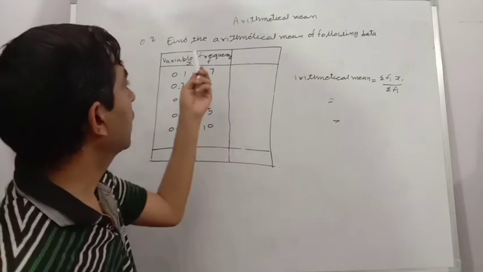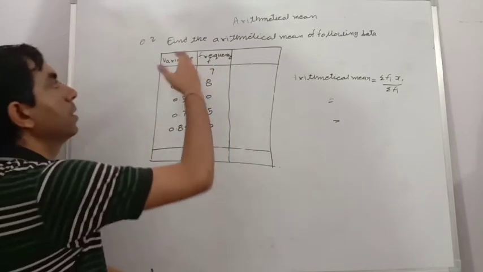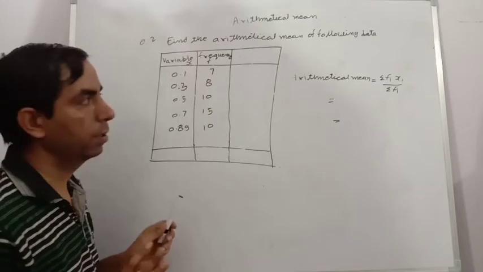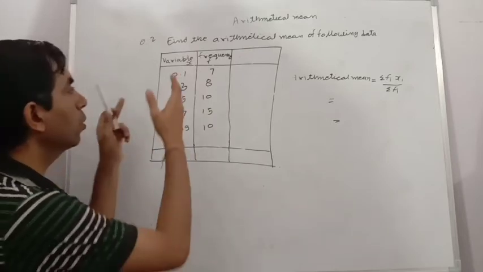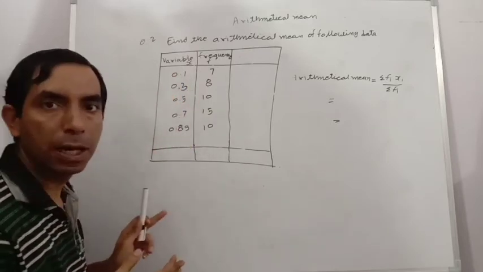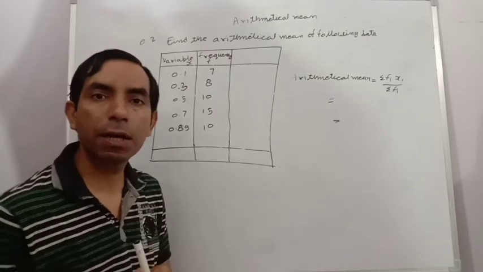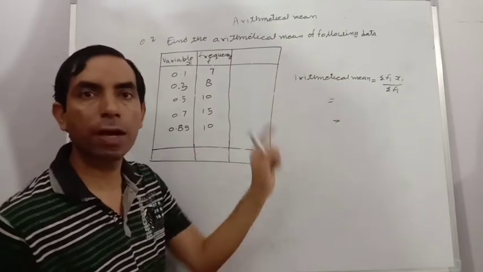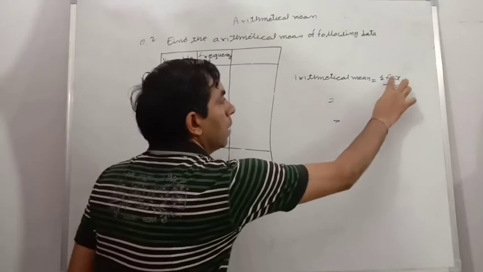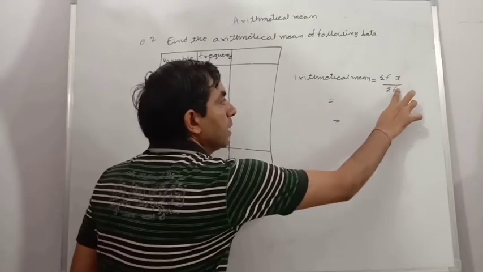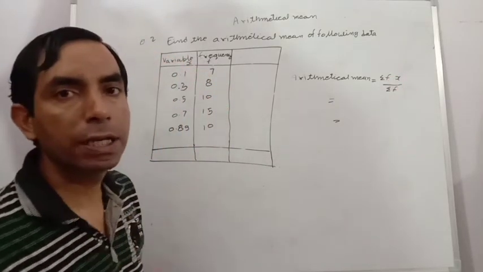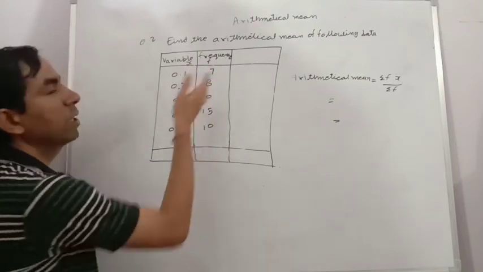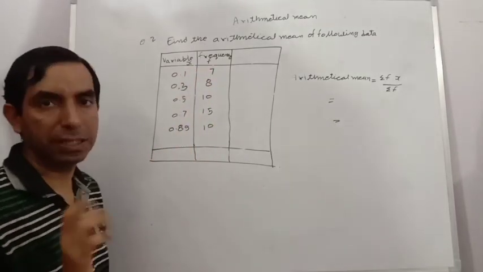Here we have again given a table and we have to find the arithmetical mean of the following data. Always remember that in an ungrouped frequency table, for finding the arithmetical mean, the formula is fixed: summation of fx upon summation of f. Sometimes we write fixi and sometimes we write only summation fx. Here we have given only x and f, so write here fx.